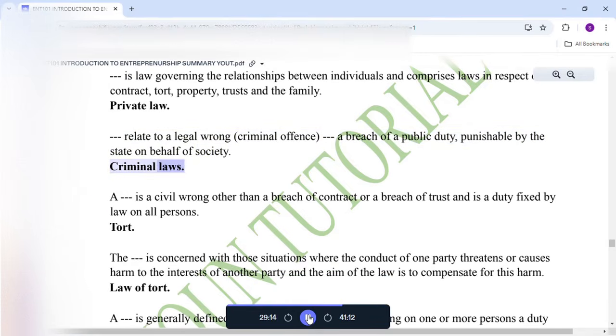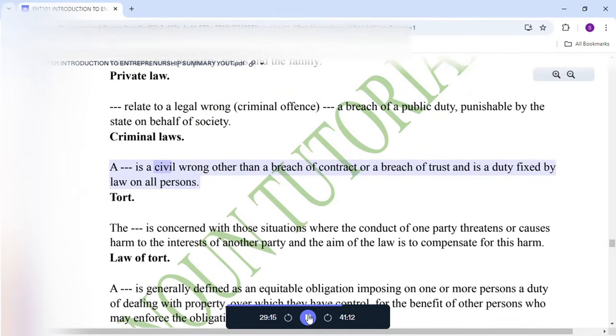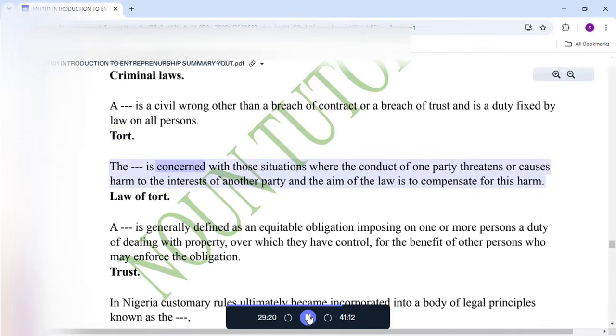Criminal laws. A tort is a civil wrong other than a breach of contract or a breach of trust and is a duty fixed by law on all persons. Tort. The law of tort is concerned with those situations where the conduct of one party threatens or causes harm to the interests of another party and the aim of the law is to compensate for this harm.